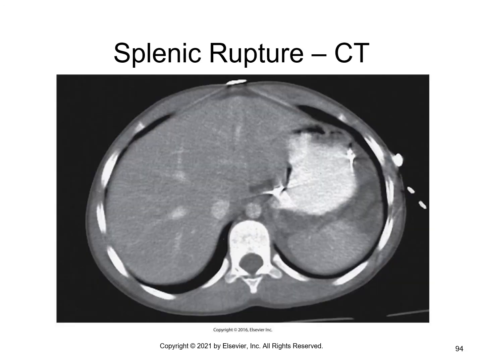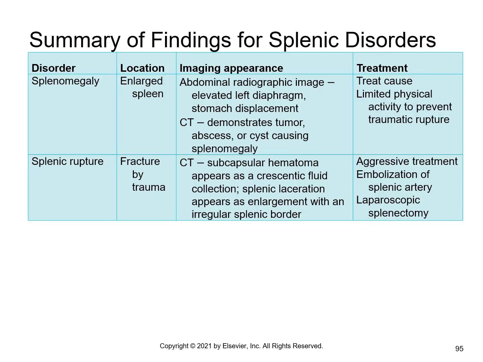So here is an example of a splenic rupture. Here you see the spleen, and you see that there is this effusion of blood outside of the spleen, and that is caused by the splenic rupture. So you can look through the summary of our splenic disorders here.